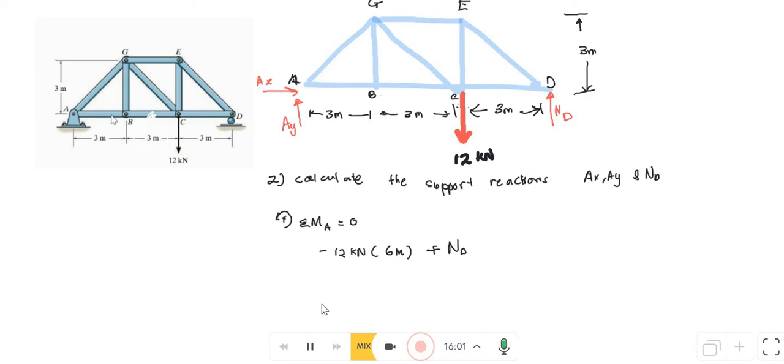And we have to multiply by 9 meters. So be careful, don't make a careless mistake. So it is equal to 0. Okay, we try to solve that. So we get the normal force at D is equal to 12 kilonewton times 6 meters divided by 9 meters. So you get the value.